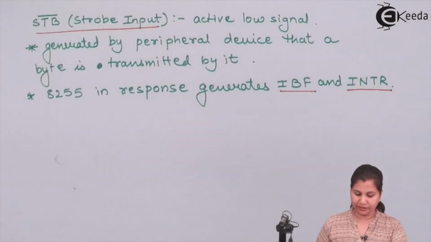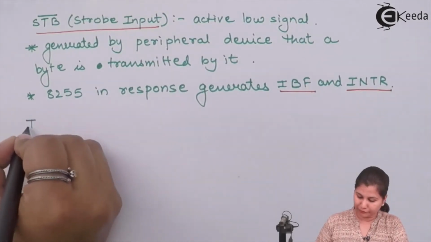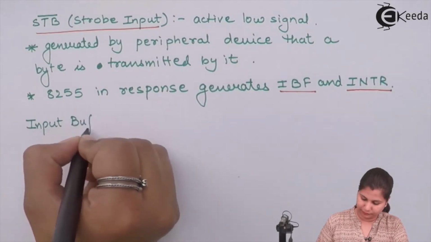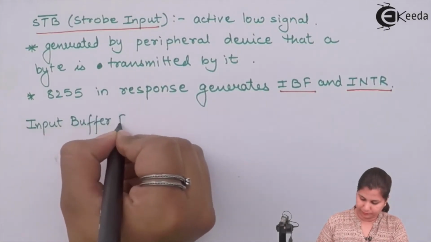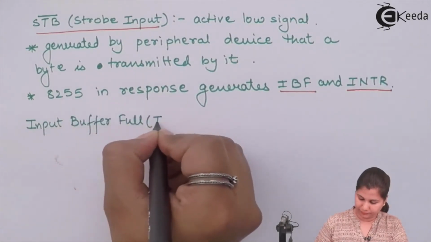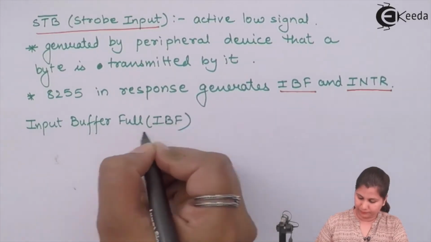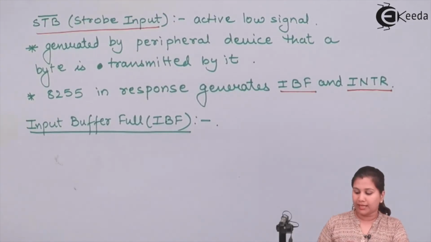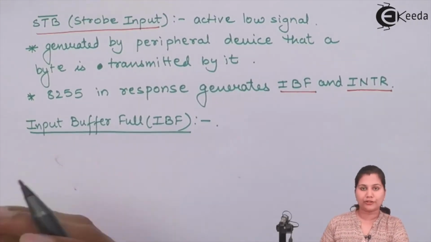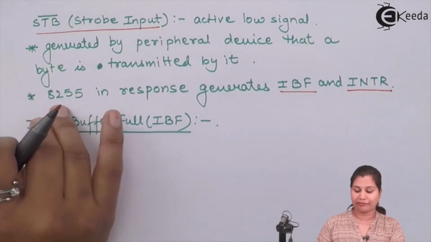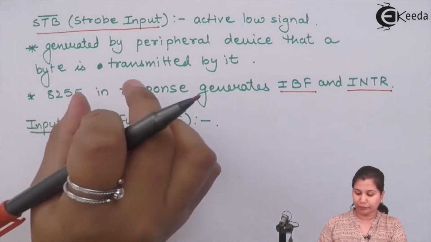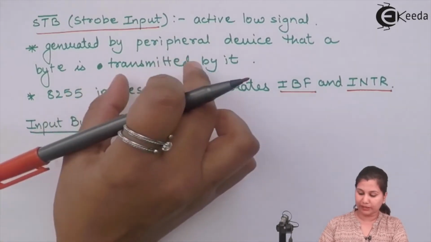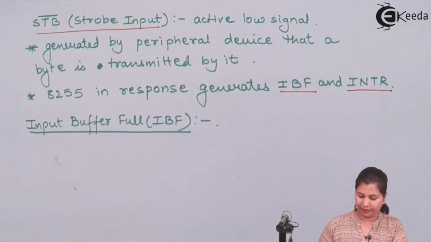Now the next signal we have is the input buffer full. This signal is an acknowledgement signal by the 8255 that the input latch has received the byte which was transmitted by the peripheral device.